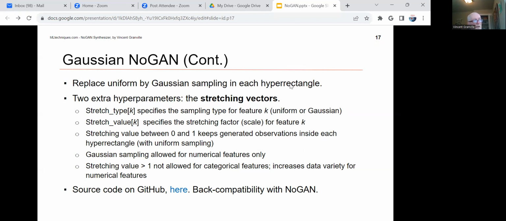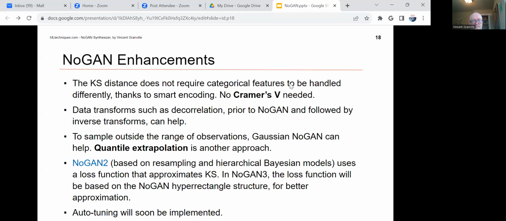Like I said, there's already a Python library for NoGAN. I still need to test it further before sharing it with everybody. And then there is this Python library for the evaluation metric.